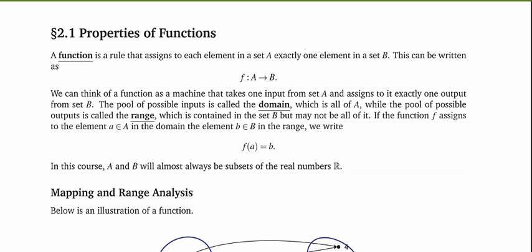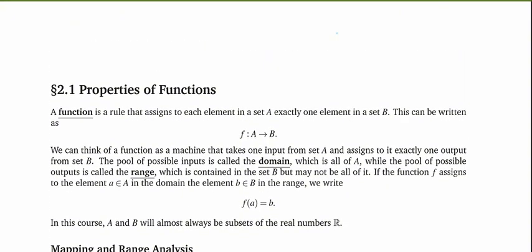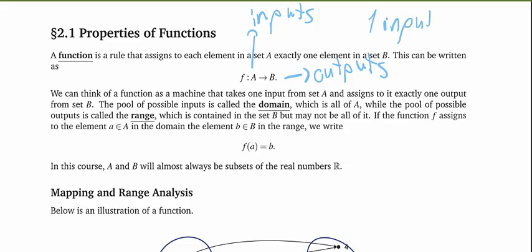A function is a rule that assigns to each element in a set A exactly one element in a set B. So a function, in effect, takes one input from the set A. Let's make that clear: A is the set of inputs, and B is the set of outputs. And the definition of a function says: one input, one output.